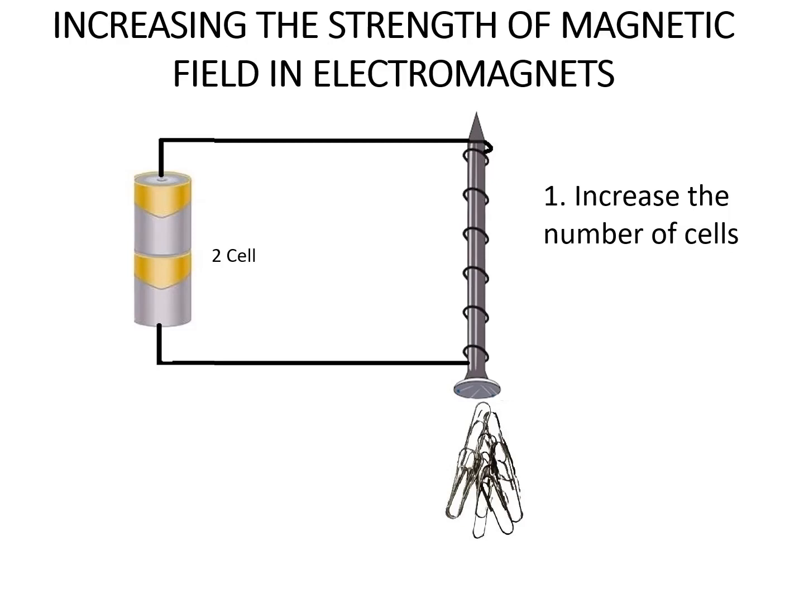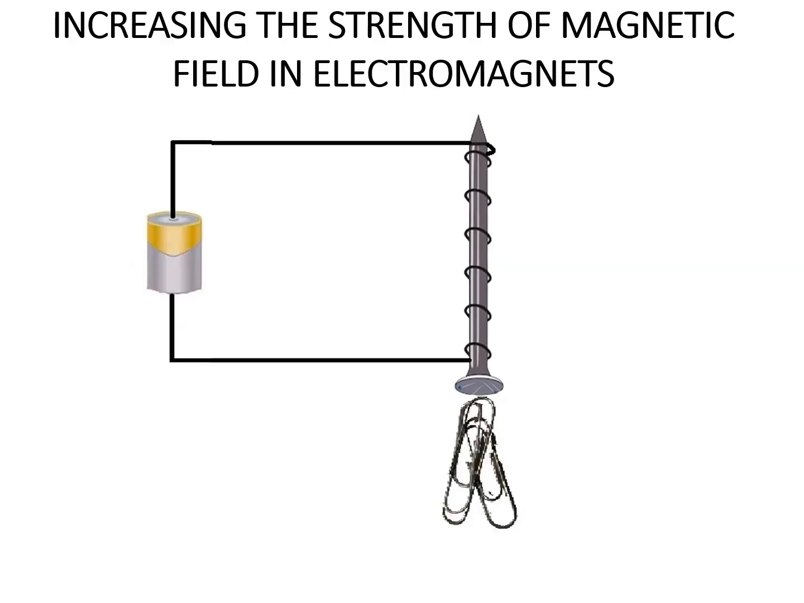Now, this is the very first method that can be employed in order to increase the strength of magnetic field of an electromagnet. Now, we are going to be looking into the second method that is employed in order to increase the intensity or the strength of magnetic field in the electromagnet.